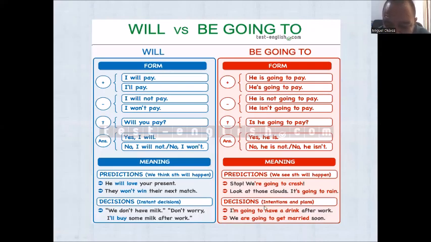And for be going to, the decisions and intentions are in the future, or we planned them. I'm going to have a drink after work. Now I am working. That's why I planned to have a drink after work. We are going to get married soon.